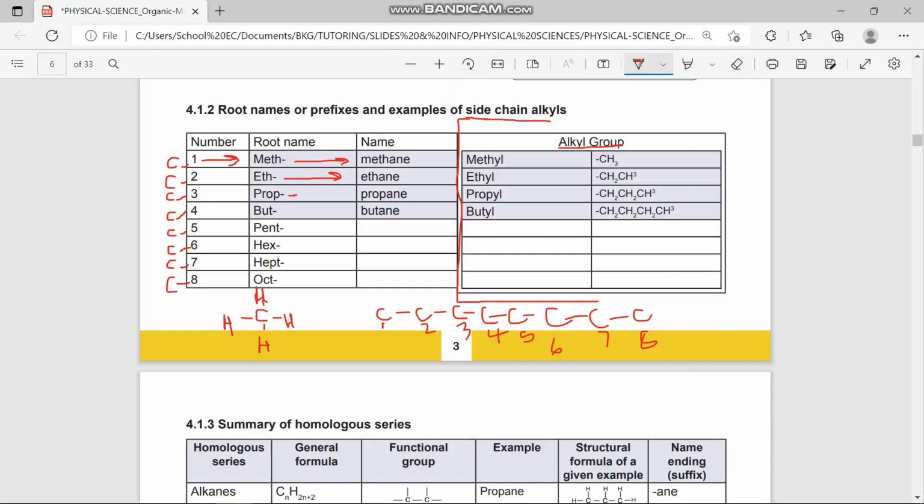You have prop, 3C atoms, 3 carbon atoms. You have but, which has 4 carbon atoms. You have pent, which is going to give us pentane. On this side, hex, going to give us hexane. On this side, we have hept, is going to give us heptane. And then this side, oct, is going to give us octane. That's how it goes.